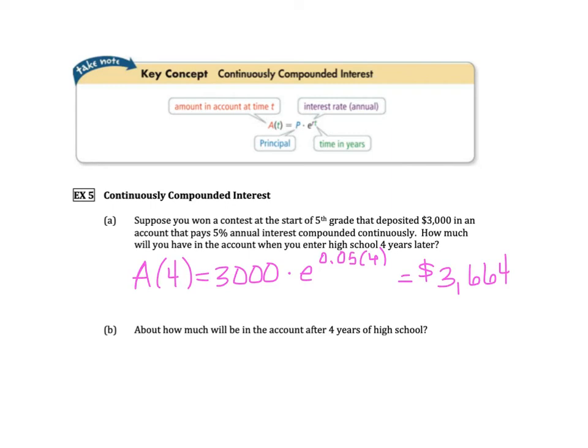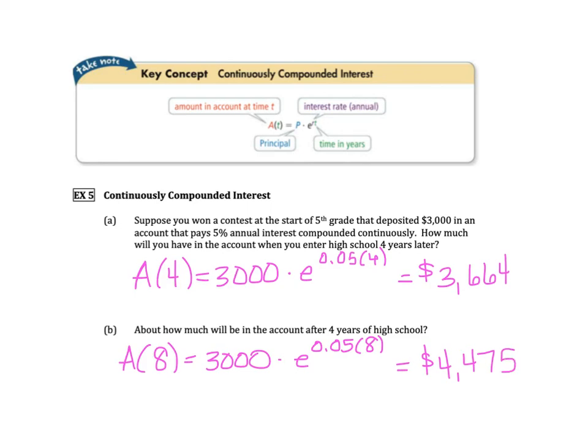So how much will be in the account after 4 years of high school? That's in essence 8 years after it was put into the account. So here's what we're going to do. A of 8 years equals 3,000 times e to the 0.05 times 8. And let's put this in our calculator. And we have about $4,475.